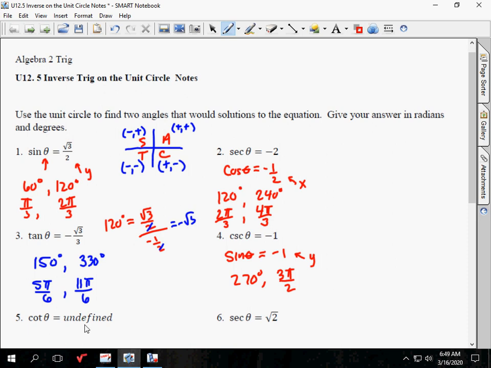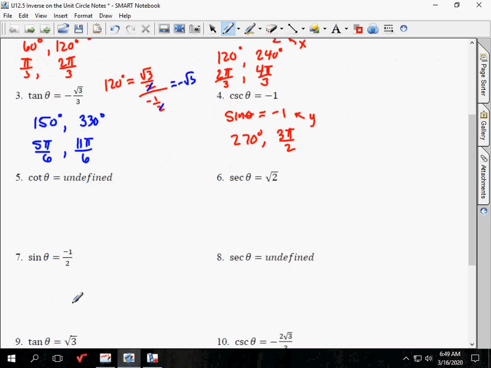All right, so let's go ahead and try number 5. Cotangent is undefined. We know cotangent is x over y. So when can cotangent be undefined? It can only be undefined if we're trying to divide by 0, so if the y value is 0. All we have to do is go on the axes and find out when the y value is 0. So y is 0 at 0 degrees and 0 radians.